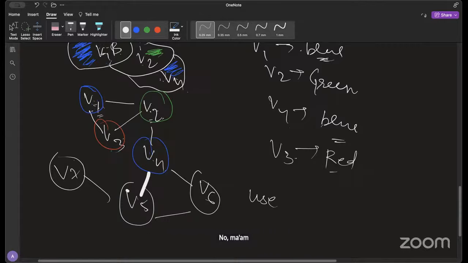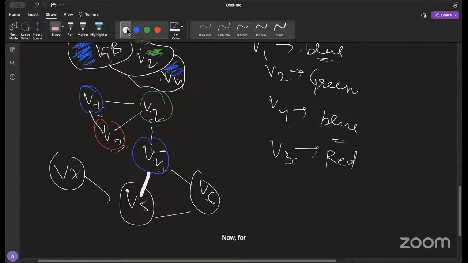V3 and V4 are not adjacent, right? Yeah, so we can use the same color for V3 and V4 as well, right? Yeah, you can use red for this one. You can use red for V4. That's fine. Okay, understood, ma'am.